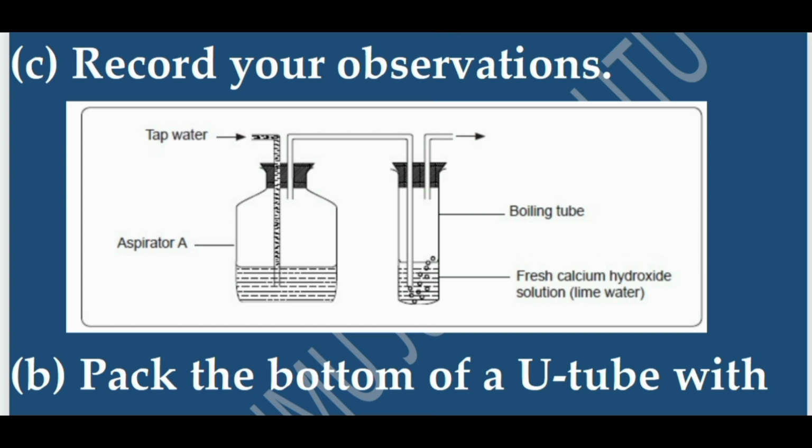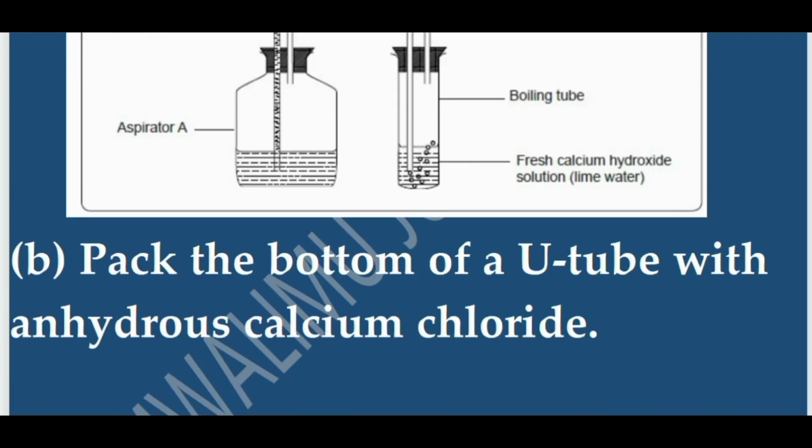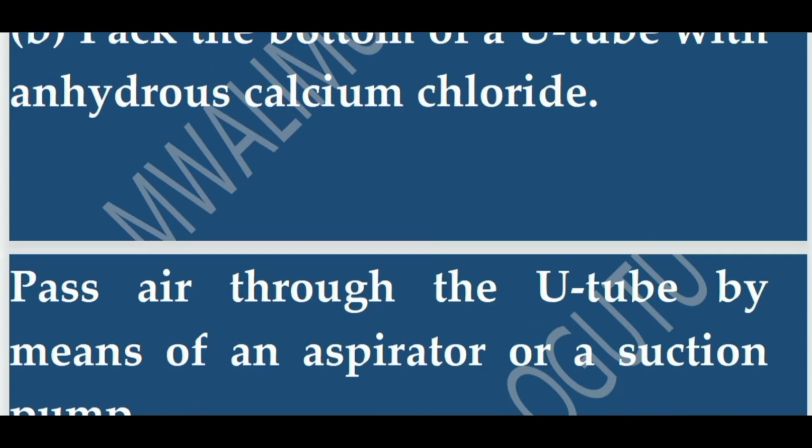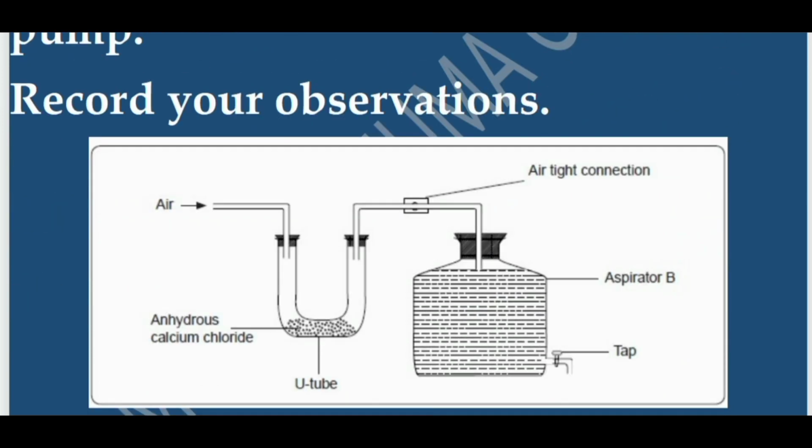In the second experiment, we pack the bottom of a U-tube with anhydrous calcium chloride. We pass air through the U-tube by means of an aspirator or a suction pump. Then we also record our observation. So air is passed through a U-tube that has anhydrous calcium chloride, then that air proceeds to an aspirator B that has a tap.